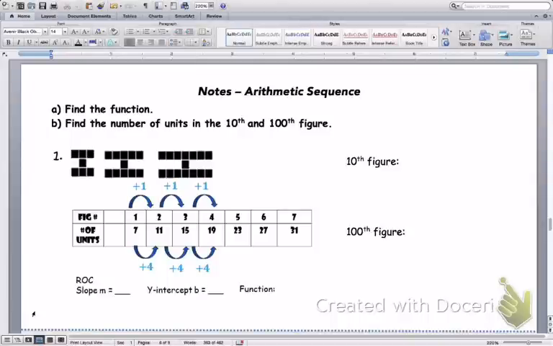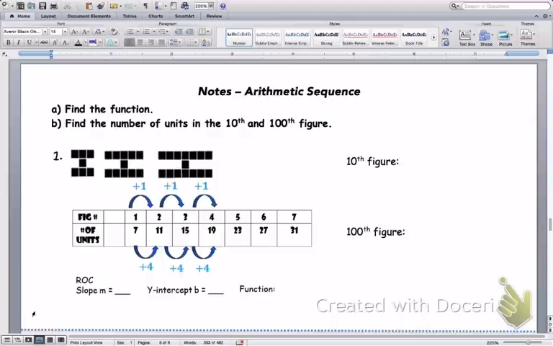Hello everyone, so today we are going to keep working with arithmetic sequences, and what we're going to focus on today is how to write the function for an arithmetic sequence from the arithmetic pattern. So let's go ahead and get started. Looking at what we have here, we're going to find the function, and we're going to find the number of units in the 10th figure and the 100th figure.